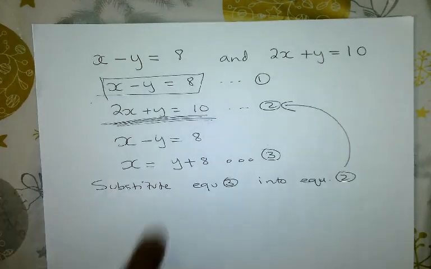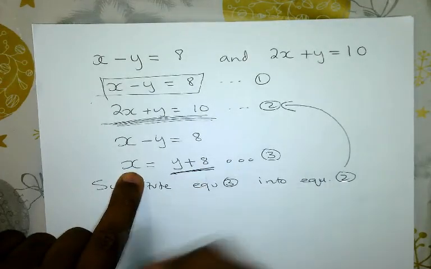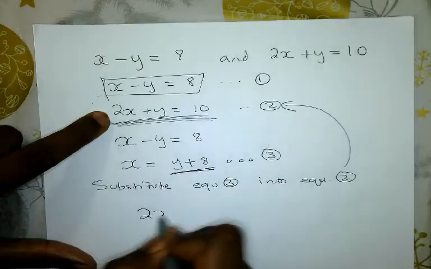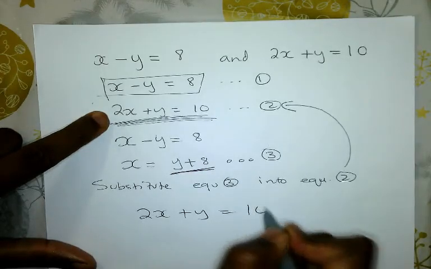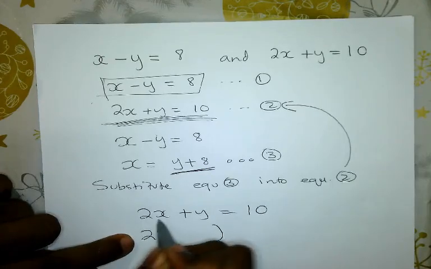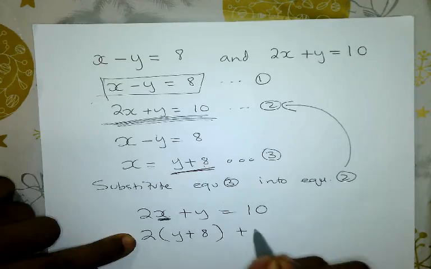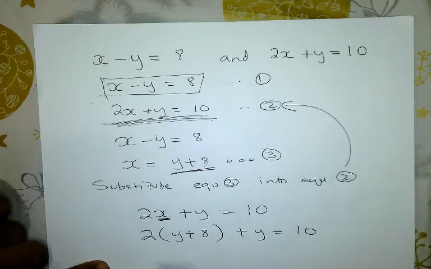So let me copy down equation 2. Wherever I see x, so 2 open bracket, in the place of x, I'm going to put what now? y plus 8, close bracket, plus y equals 10. This and this becomes what? This and this becomes 16. This and this becomes y.